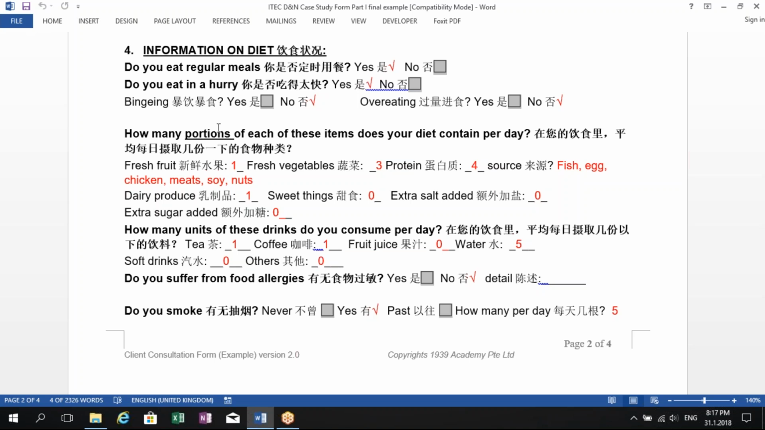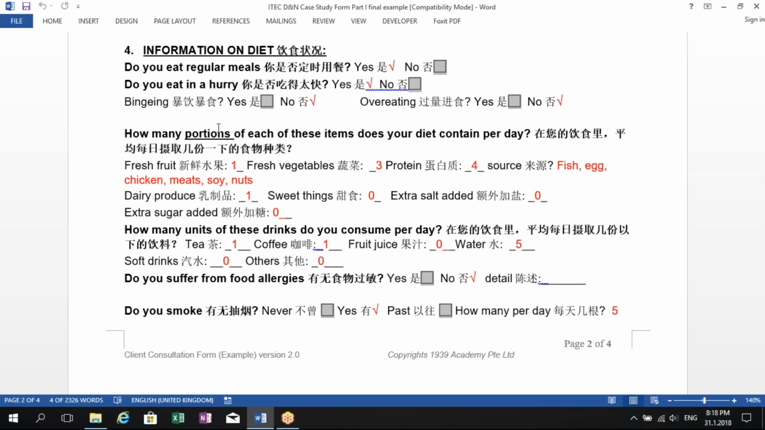2 slices of bread, 1 slice is 1 serving. Instead of saying 1 slice of bread, then it means 2. So this one, you need to calculate average per day. Average per day. How many servings of each one? The client tag, you can actually refer to the diary they give you. For example, every day he drinks 1 cup of coffee, then coffee is 1 serving lah, things like that.